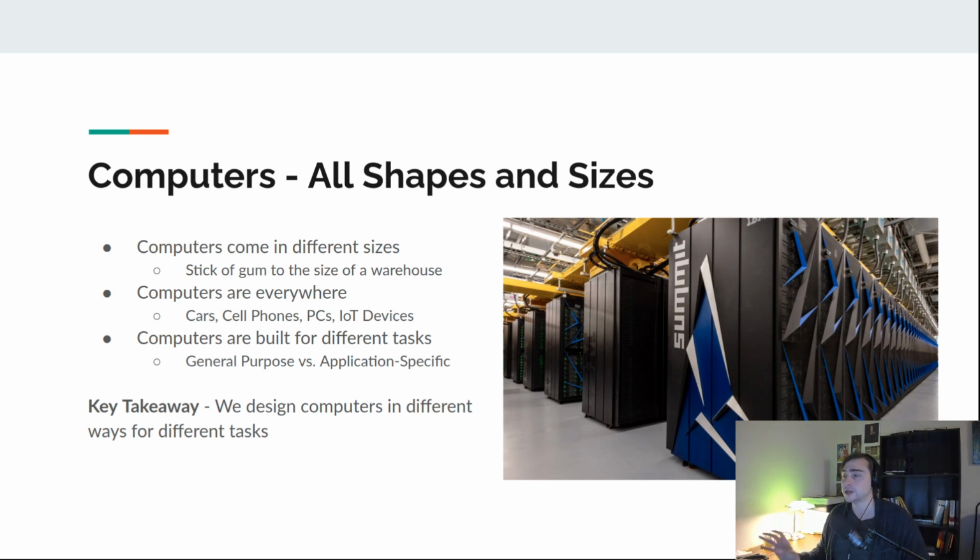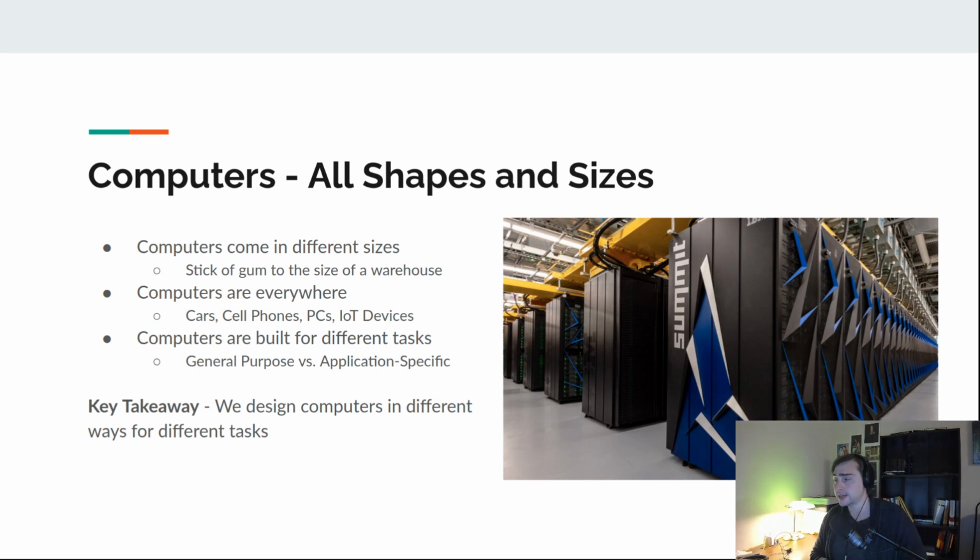So they may only be good for a small subset of tasks or one very particular task. So maybe that's machine learning training or machine learning inference. So kind of the key takeaway from this is that we design computers in different ways depending on what we're using them for. So the design decisions we'd make for a Raspberry Pi are going to be very different than the ones that we'd make for a giant supercomputer like Summit.